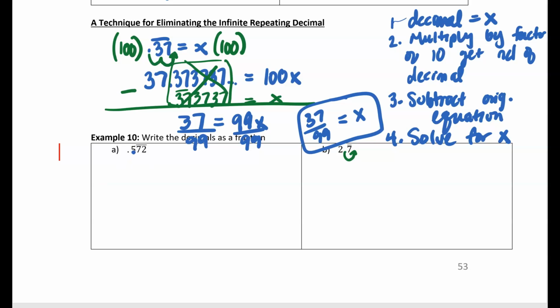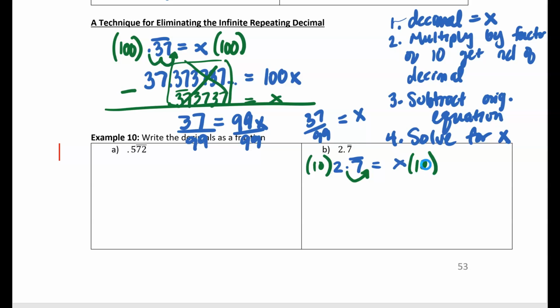Example 10a is a little bit harder because you notice there's a number before the repeating part. So I'm going to do B first, and then I'll come back and do C. I probably should have put them in a different order when I did the notes, but that's okay. So we're going to follow our steps. Step 1 is you're going to set the decimal 2.7 repeating equal to x. Then you're going to multiply both sides by a multiple of 10 so that the decimal moves to the other side of the repeating part. So if we want this decimal to move 1 place to the right, you're going to multiply by 10. And if we do it to the left, we've got to do it to the right.